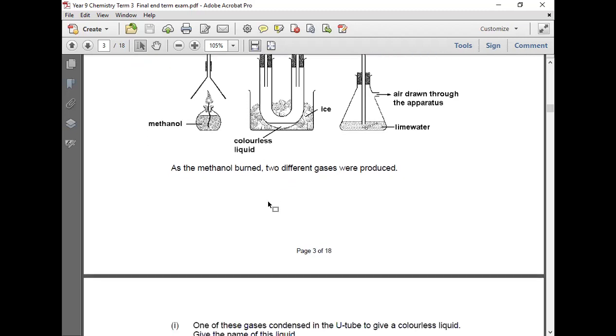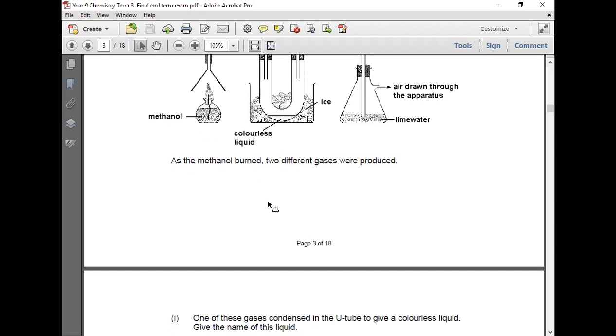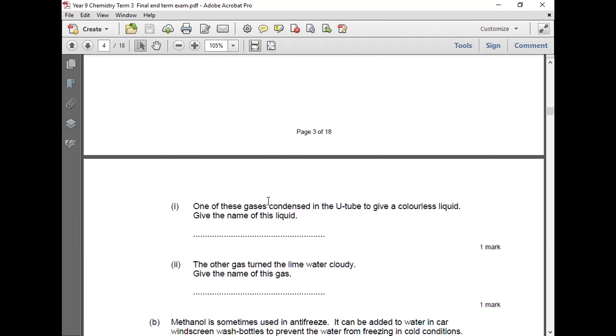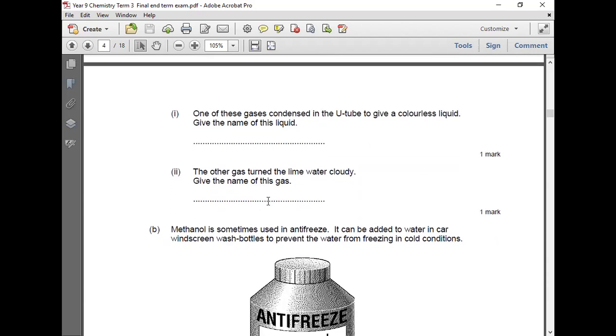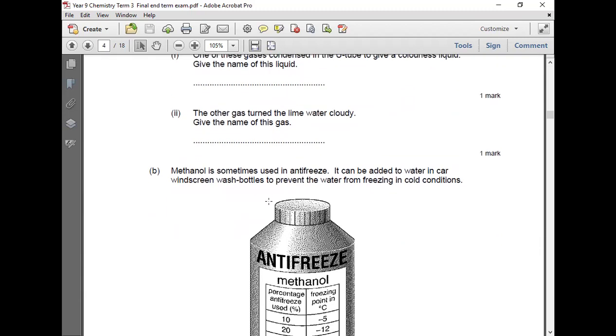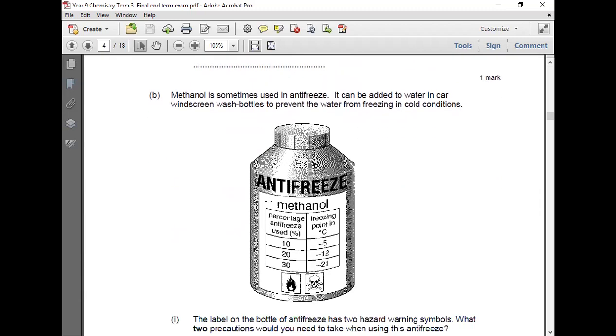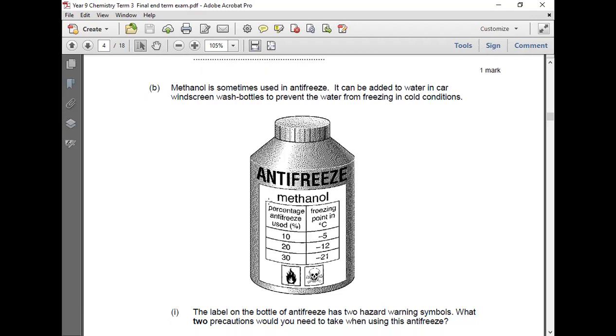As methanol burned, two different gases were produced. One of these gases condensed in the U tube to give a colorless liquid. Give the name of this liquid. The other gas turned the lime water cloudy. What is the name of that gas? Question B, methanol is sometimes used as antifreeze. It can be added to water in car windscreen wash bottles to prevent the water from freezing in cold conditions.